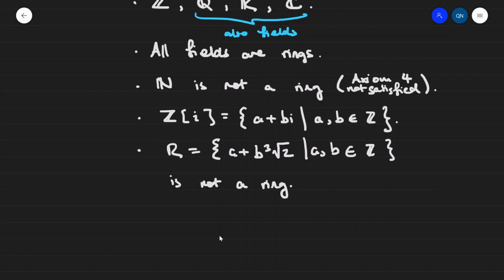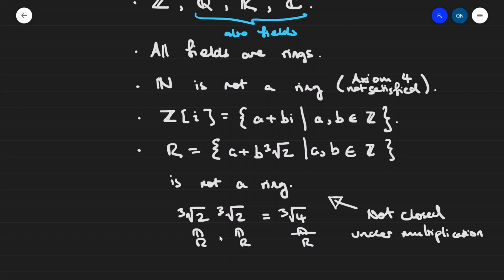And you can see that's not satisfied because if you take the cube root of 2 times the cube root of 2, well, this is equal to the cube root of 4. These two elements are inside of your ring R, but this guy that you get out on the other side is not in the ring R. So in particular, this guy is not closed under multiplication. You can't write the cube root of 4 as some a plus b times this cube root of 2.